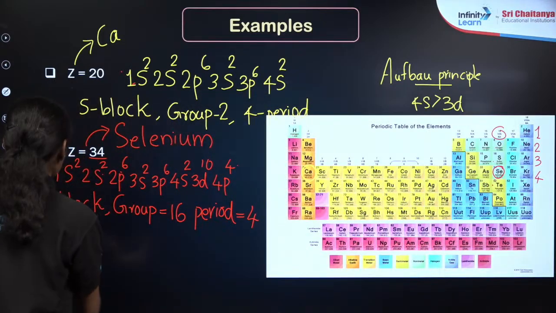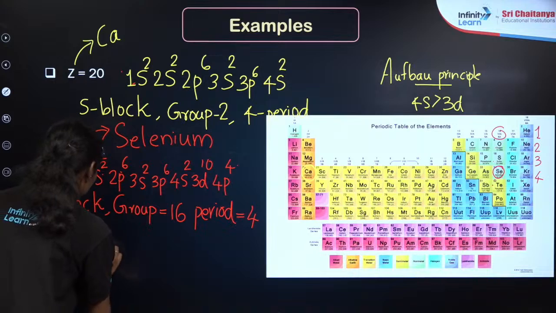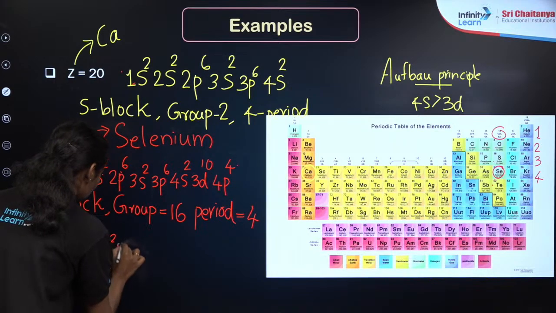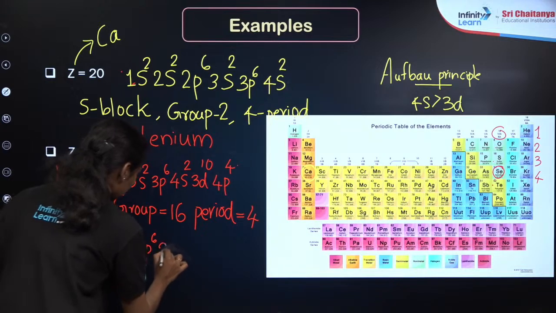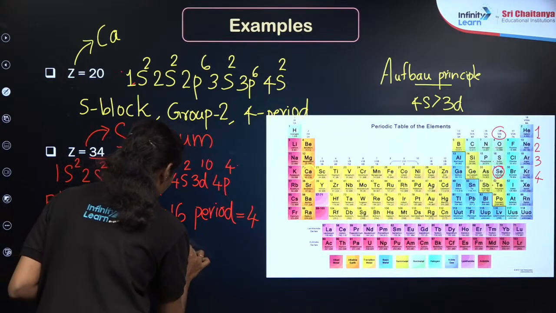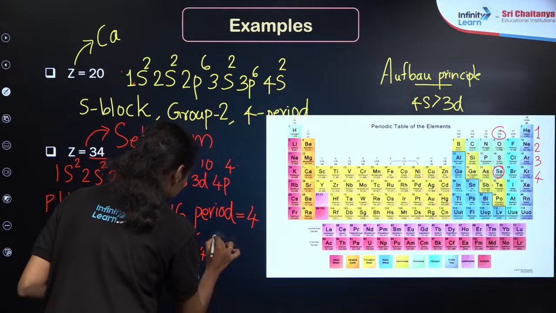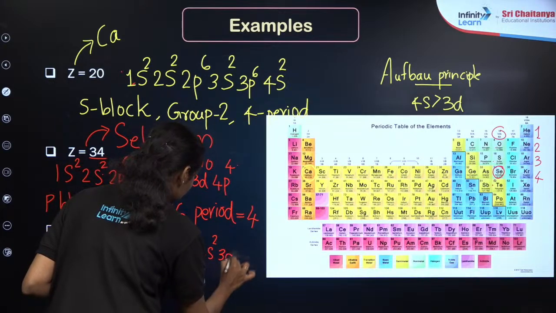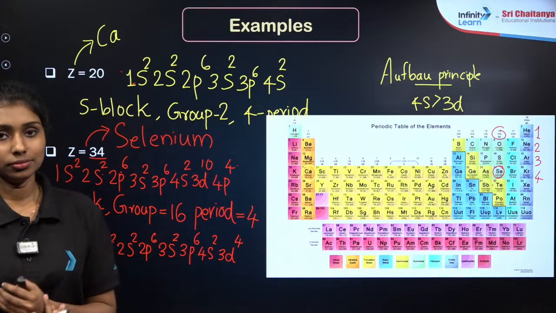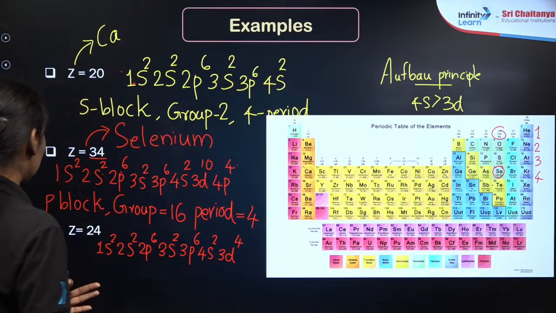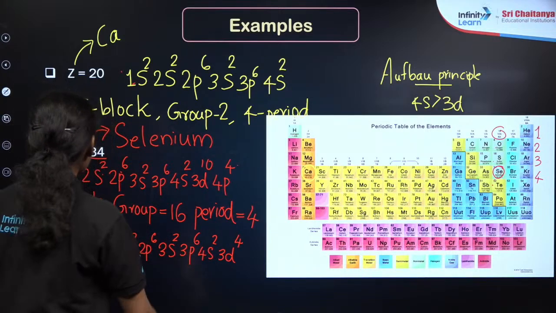Now, this one, Z is equal to 24. Write down the electronic configuration, right? 1s2, 2s2, 2p6, 3s2, 3p6, 4s2, 3d4, right? We will try to write the electronic configuration like this, but this is a specific case, right?